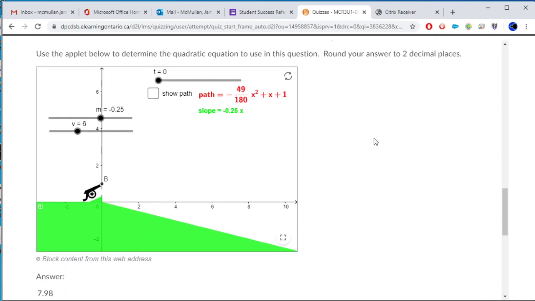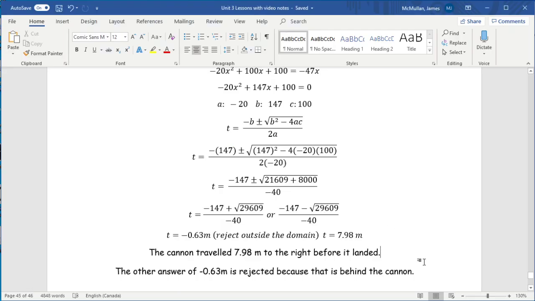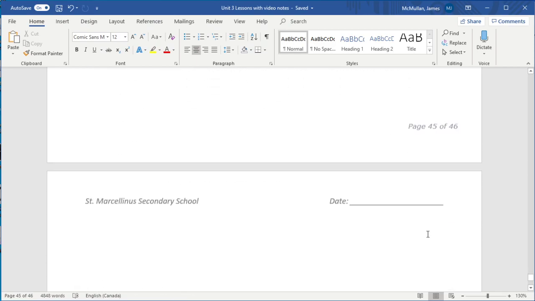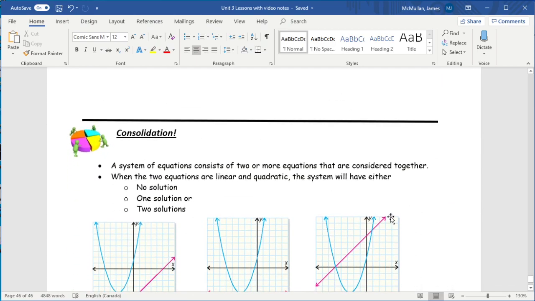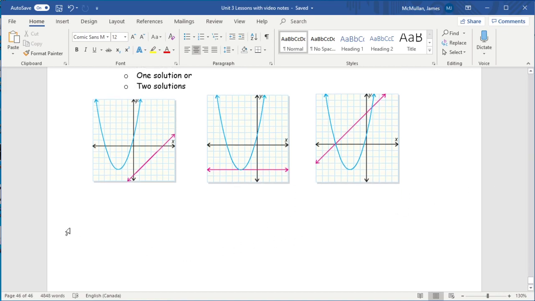So when you're doing this question, don't make the mistake I did. You're not giving me the time. I don't want to know the time. I want to know the distance. So hopefully me making that mistake will avoid you making that mistake when you do it. Okay, so that's everything we need about linear quadratic systems. Remember, sometimes there's no answers, sometimes there's one answer, sometimes there's two answers, and you're always making a related quadratic equation that's equal to 0 in order to solve.